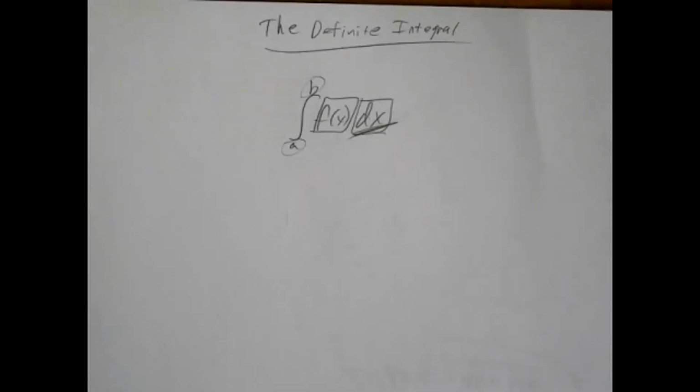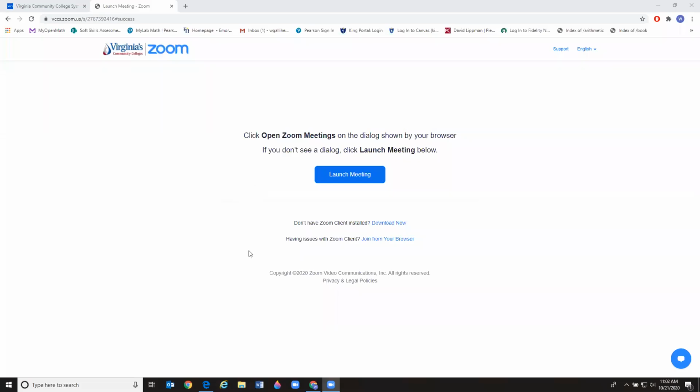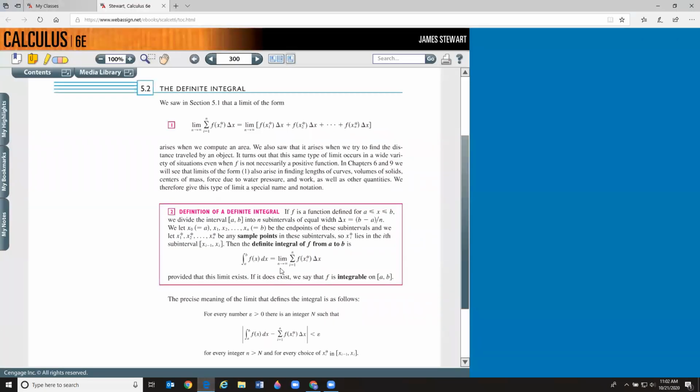We now want to take a look at something called the definite integral. We want to define it and then try and understand that definition and use that definition to calculate a couple of definite integrals. The definition is lengthy enough to where I don't really want to write it out by hand. I'm going to jump to the textbook, and the definition is here.